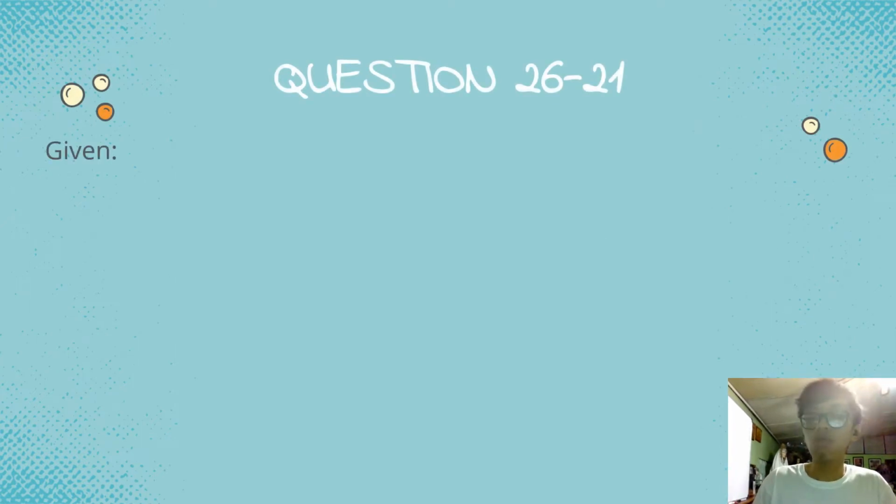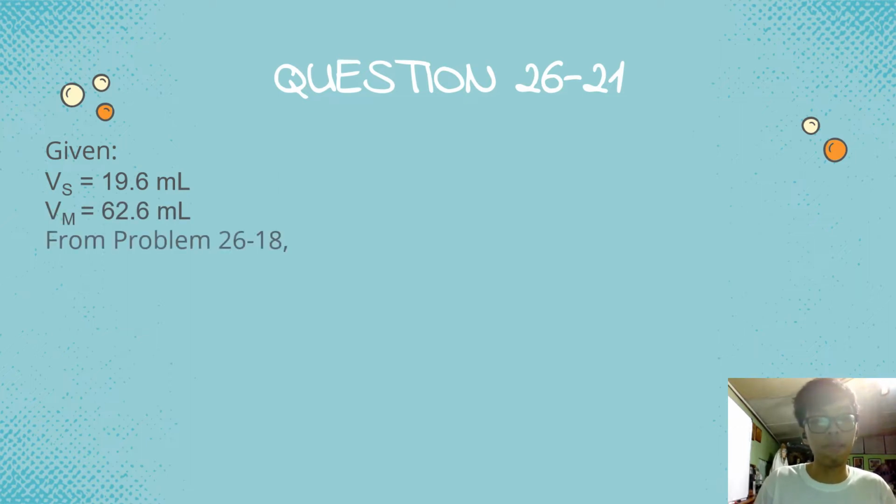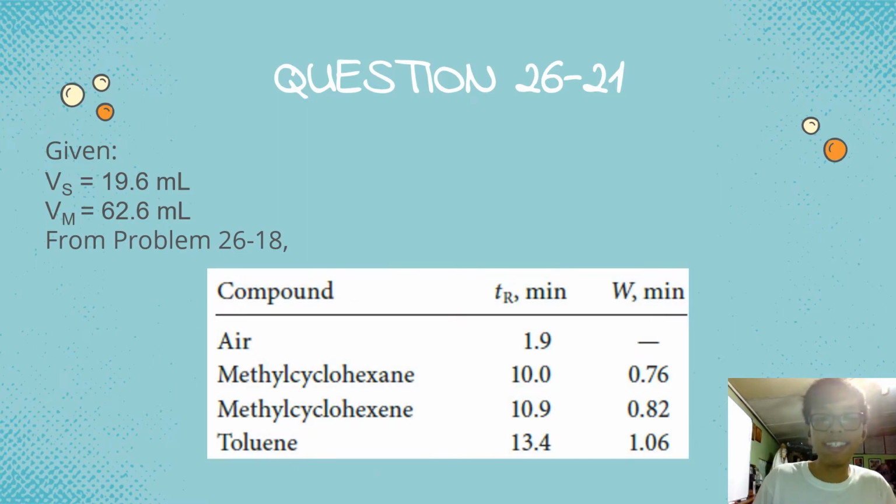So for question 26-21, the given are the Vs and the Vm values at 19.6 and 62.6 ml. And from problem 26-18, this is the data. So you have your air, methylcyclohexane, methylcyclohexene, and toluene, and the retention times and the width of their peaks.